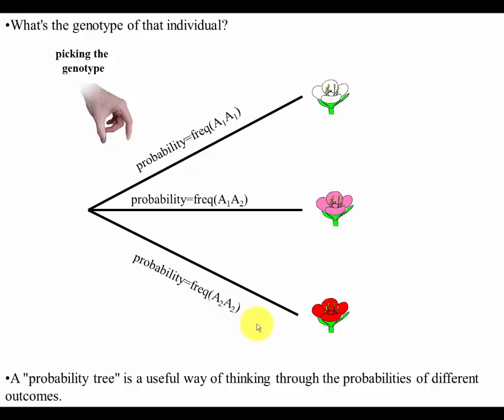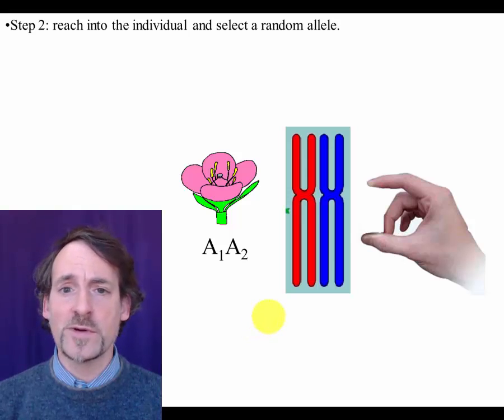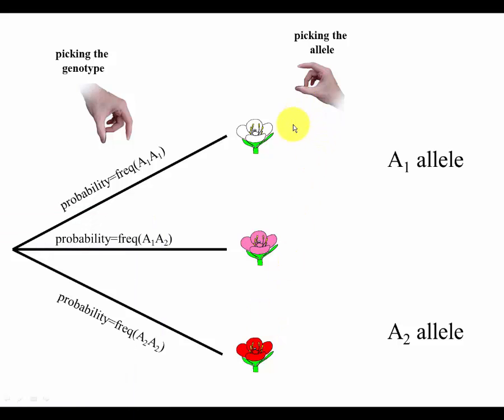Okay, the next step is that you reach into the individual you found and select a random allele. When you reach into an individual with white flowers, which has an A1A1 genotype, what's the probability that you're going to pull out an A1 allele? Well, it's 1. 100% of the time, when you reach into an individual that only has A1 alleles, you're going to pull out an A1 allele. Same thing goes for the red flowers down here. They only have A2 alleles, so you know you're going to pull out an A2 allele.